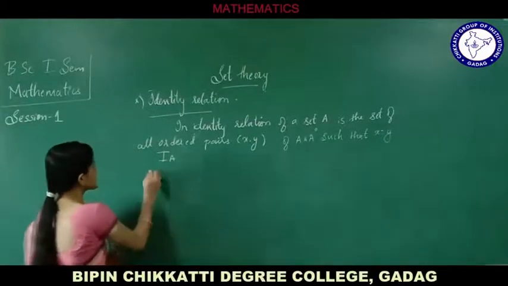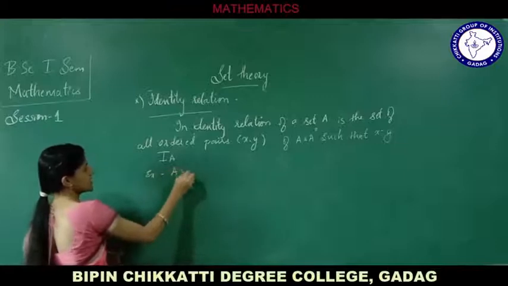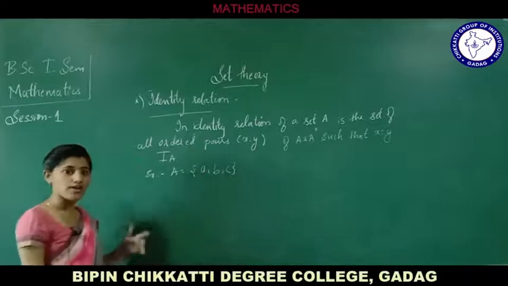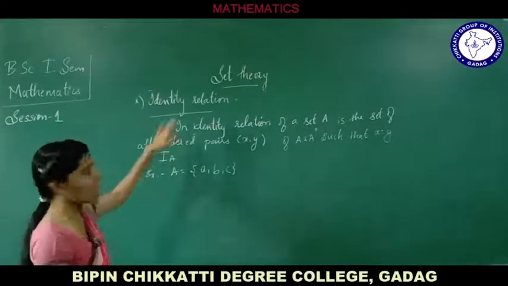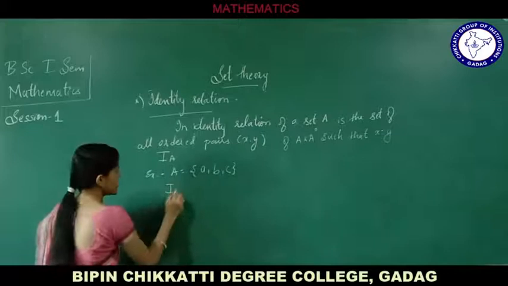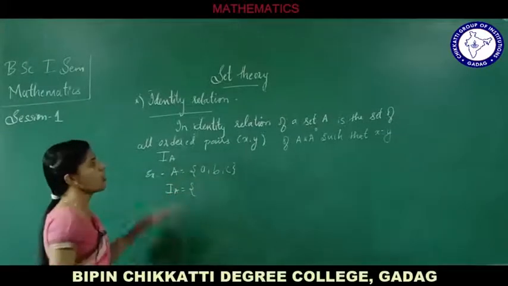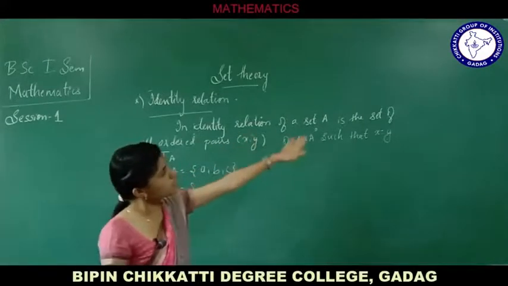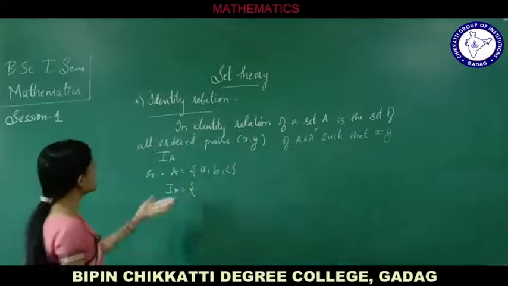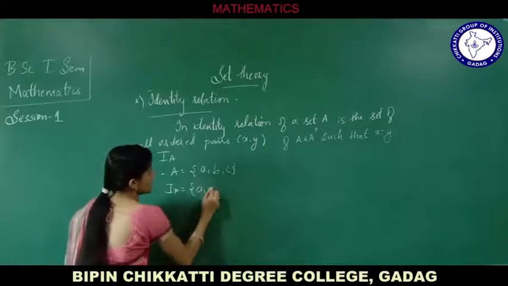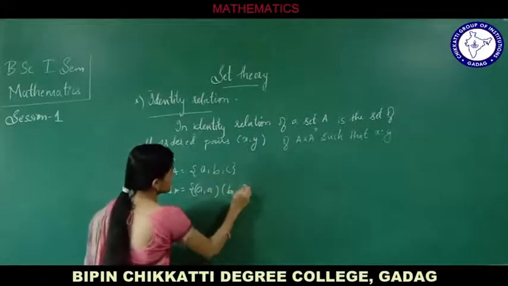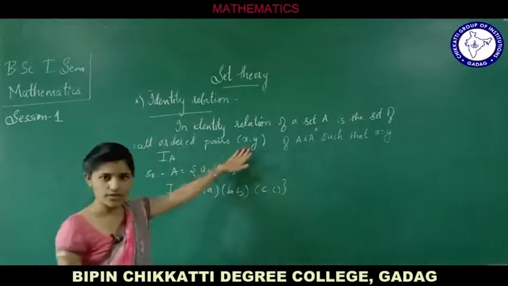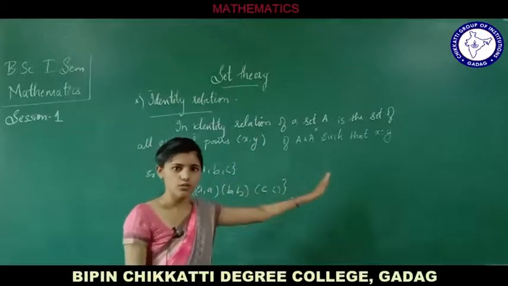Let us look over one example. Suppose we have a set A such that it is {A, B, C}. Then how are we going to denote this identity relation? IA will be equal to the ordered pairs (x, y) where x should be equal to y. Then the identity relation will be equal to {(A, A), (B, B), (C, C)}, because the condition is that in the given ordered pair x should be equal to y.